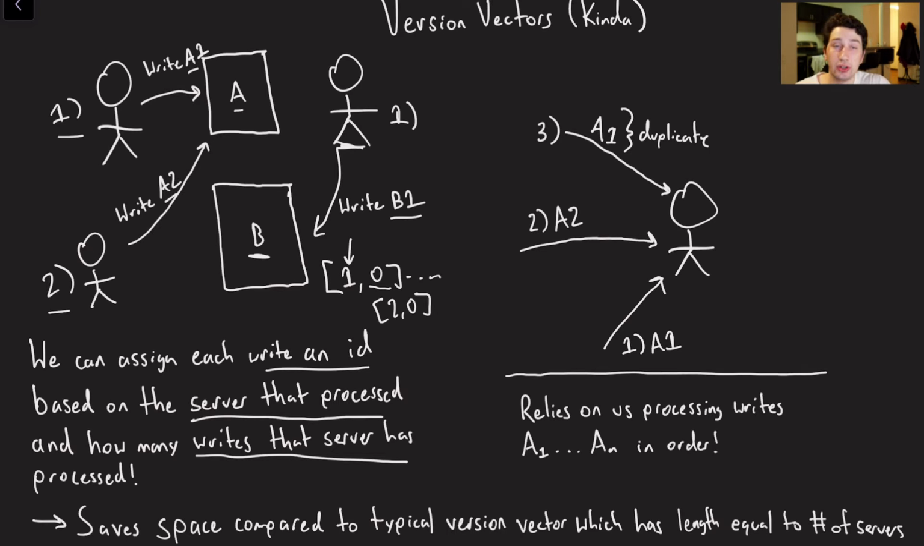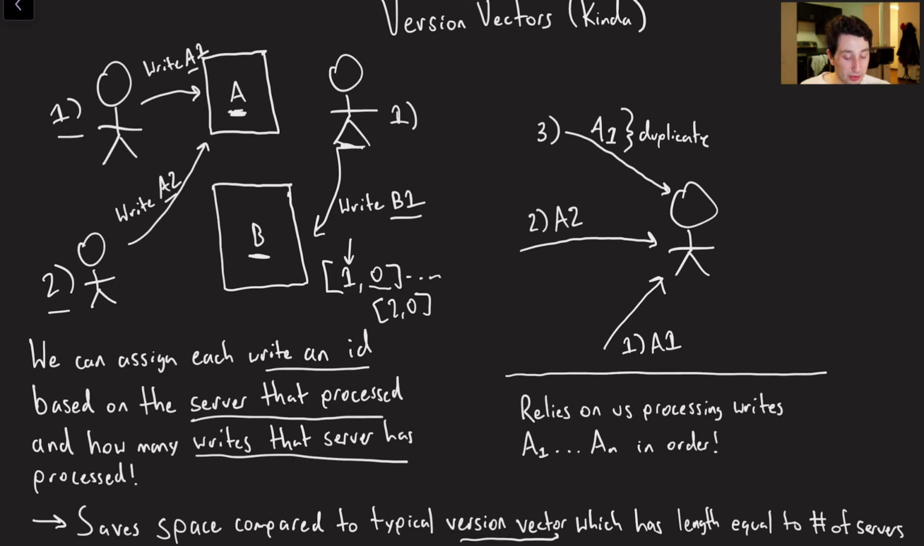Because the point is this version vector actually gets bigger as there are more servers that can process our writes. And we really only care about what number write this is on one particular server. So it's going to save us a little bit of space to represent writes using this kind of server sequence number. It's almost like a Lamport clock, really. So the idea is we're going to save space compared to the typical version vector, which is a vector, whereas this is more of a Lamport clock.